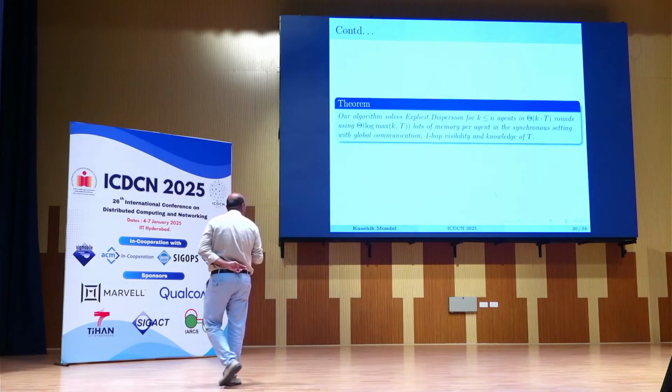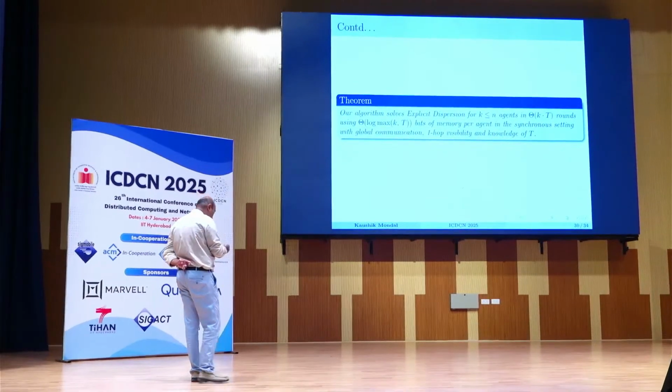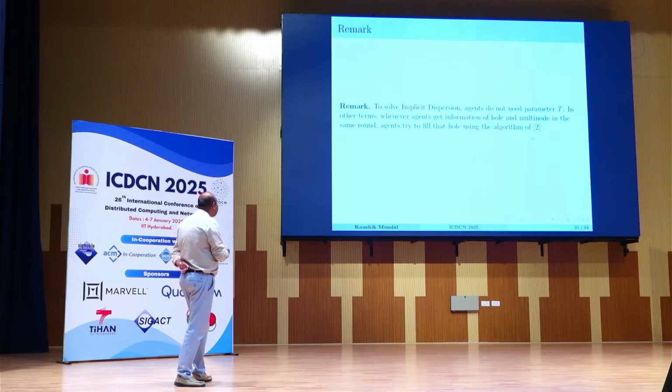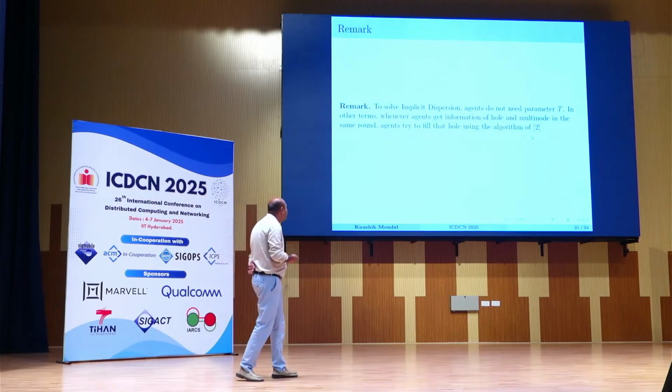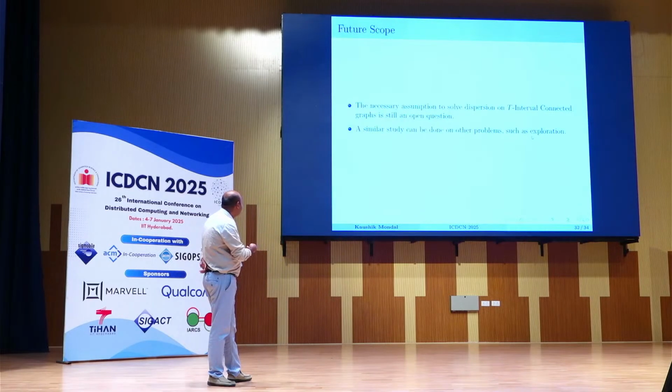Then this is the theorem: in Theta(KT) rounds you can solve the problem using Theta(log max(K,T)) bits of memory per agent, in the synchronous setting with global communication, one-hop visibility and knowledge of T. For implicit dispersion you don't need the knowledge of T, as agents can continue the algorithm.